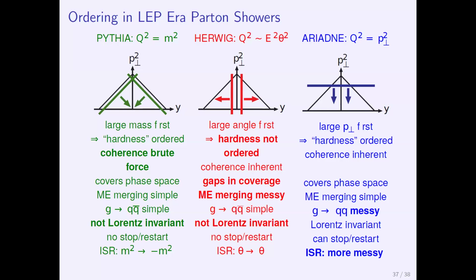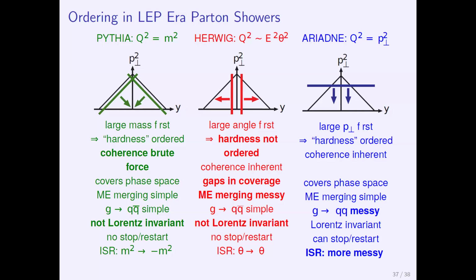And so for the case of Herwig, it used this angular ordering where it was energy squared, theta squared, where there's this angle theta that's entering, and that effectively corresponds to going outwards like this. And finally, Ariadne used this scale as PT squared, and that corresponds to going downwards on this, in terms of the type of ordering variable that you have here.